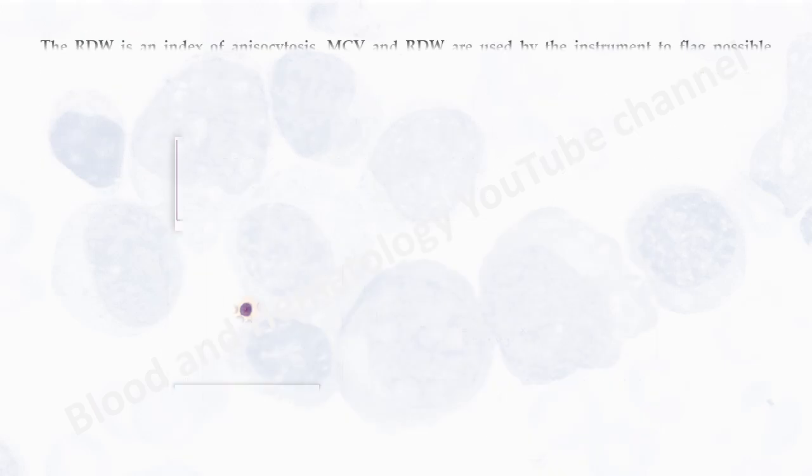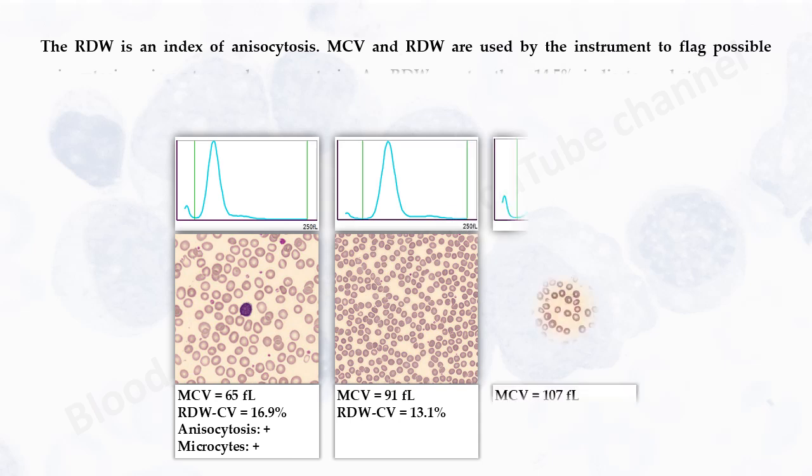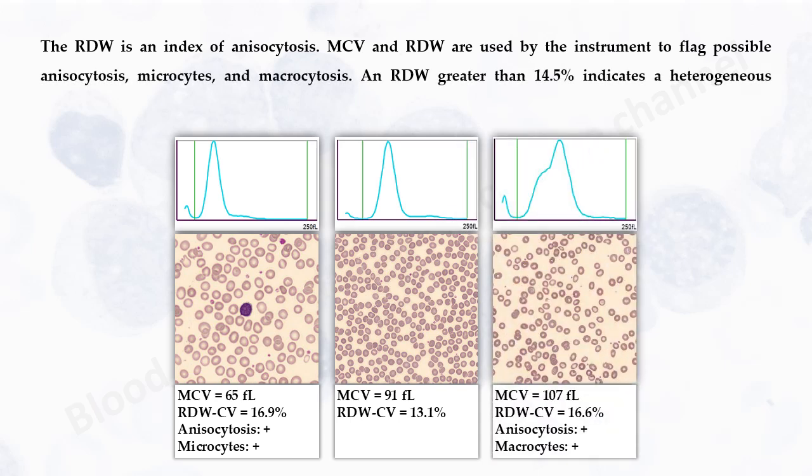The RDW is an index of anisocytosis. MCV and RDW are used by the instrument to flag possible anisocytosis, microcytes, and macrocytosis. An RDW greater than 14.5% indicates a heterogeneous population of erythrocytes. A low RDW is of no significance.